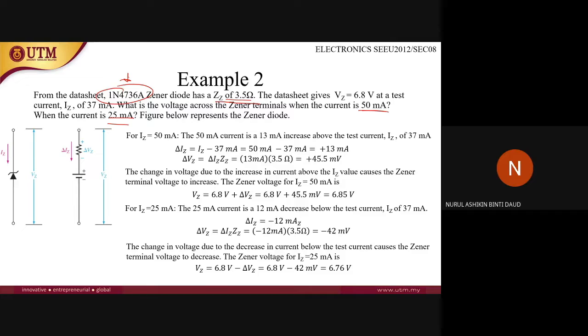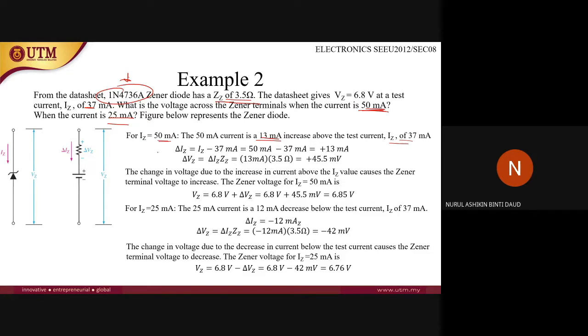And this figure represents the Zener diode. So first of all, for IZ equals 50 milliampere. The 50 milliampere current is a 13 milliampere increase above the test current IZ of 37 milliampere. So 37 is the test value, and 50 minus 37 gives you 13. So this 50 milliampere is a 13 milliampere increase above the test current.